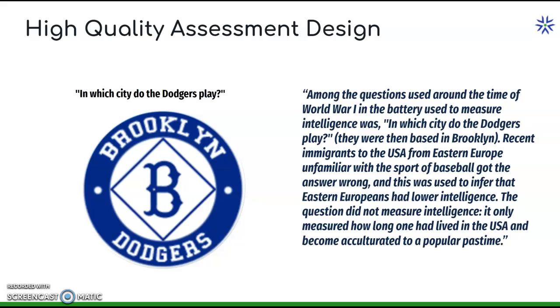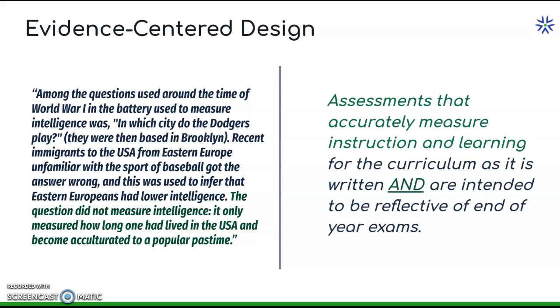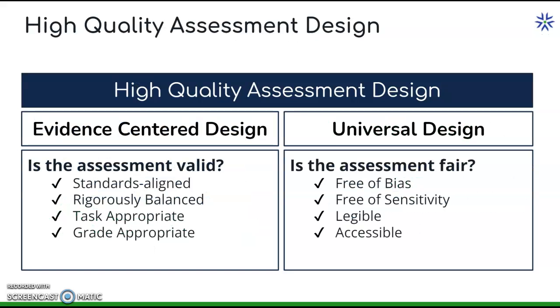The idea here is that we want to build assessments that actually measure instruction and learning. A high-quality assessment has two major components: evidence-centered design and universal design. The first question asks, is the assessment valid? Is it standards aligned? Is it rigorously balanced? Are the tasks appropriate for the types of claims we're trying to make about students? And is the material grade appropriate? Are we measuring the appropriate grade level content?